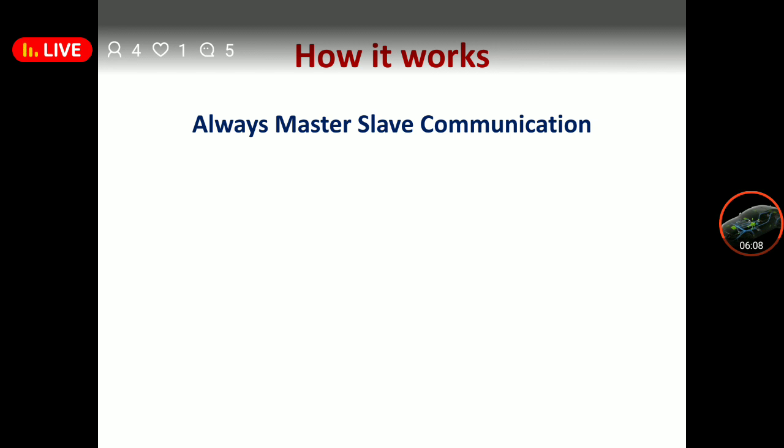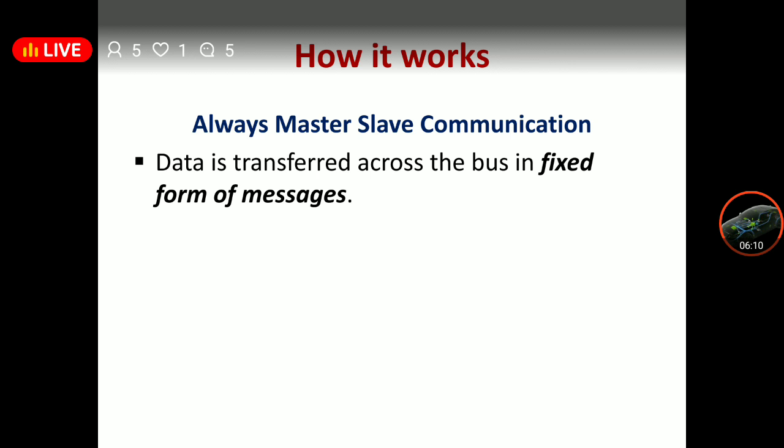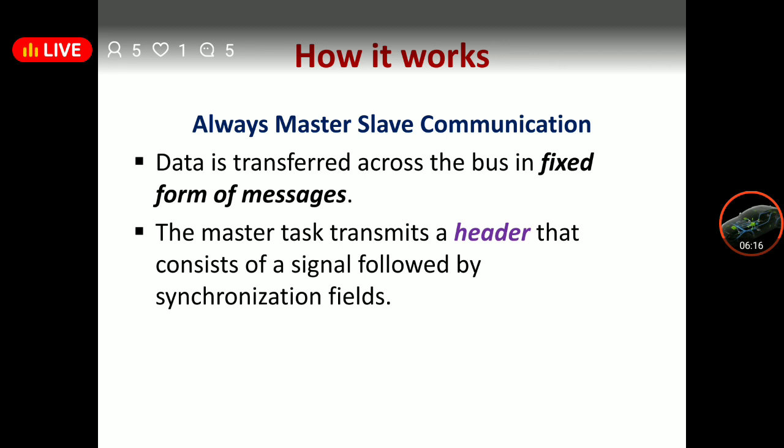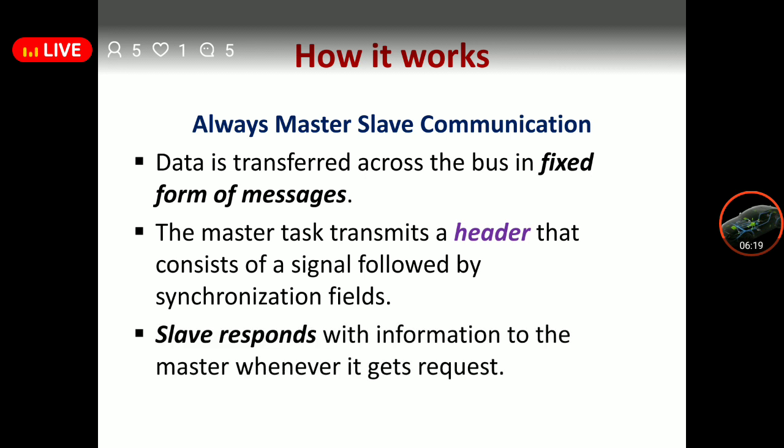So, how it works: it's always a master slave communication. The data is transferred across a bus in fixed form of messages. The message here is considered as a header, then the slave response. For example, say I am a master, and around me I have 15 slaves. The 15 slaves always keep quiet, waiting for my command. Once I give a request, I transmit my header. Then based on the priority, each and every node starts to give a response. So that's how LIN works.